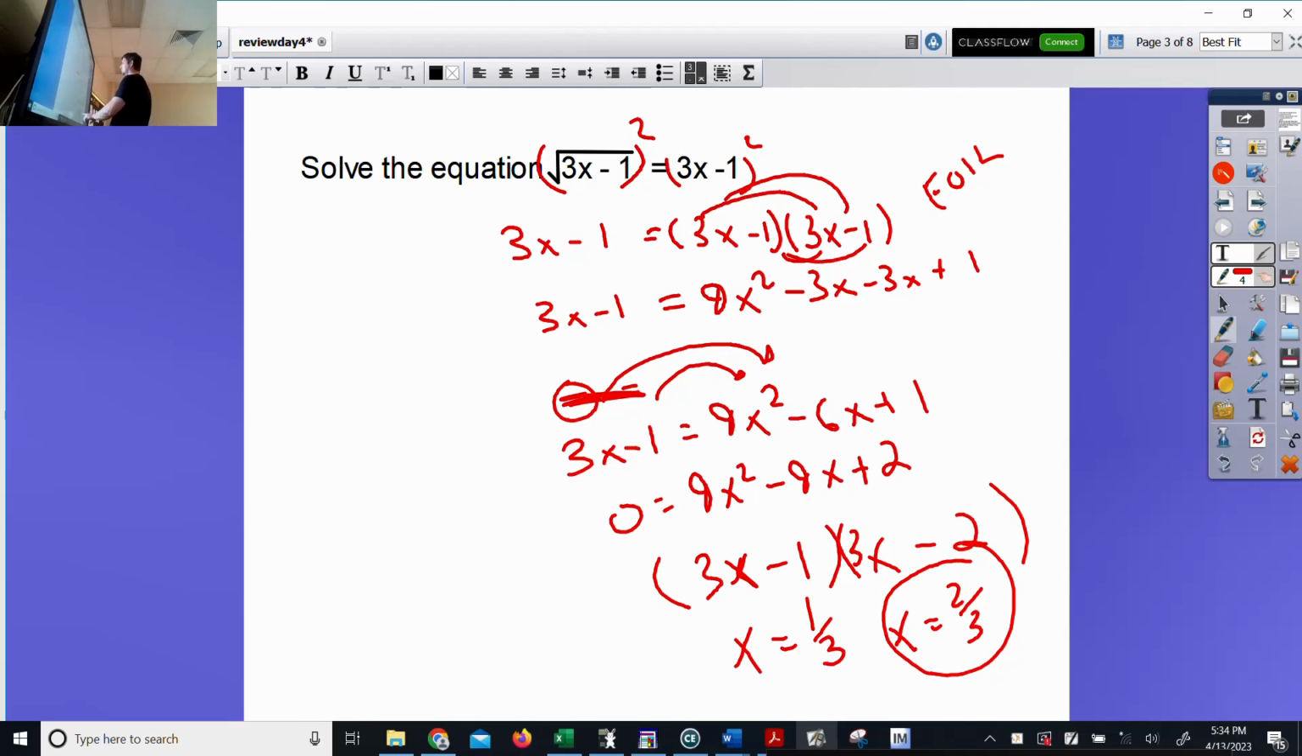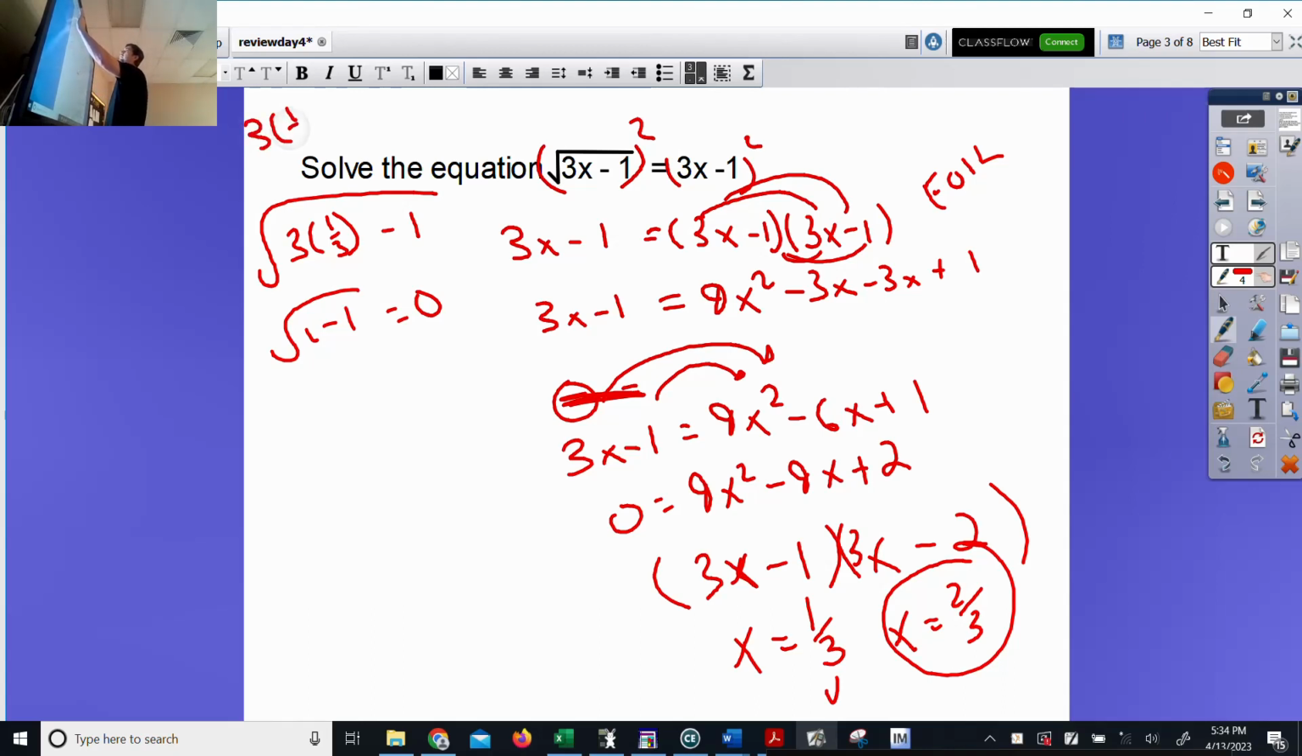Now, let's check this one. This one, by the way, works, and I guess I didn't show that. 3 times a third minus a 1 is going to be the root of 1 minus 1, which is 0. That's fine. The right-hand side, 3 times a third minus 1 is 0. That's good. They check out. We've got the same thing on the left we see on the right.